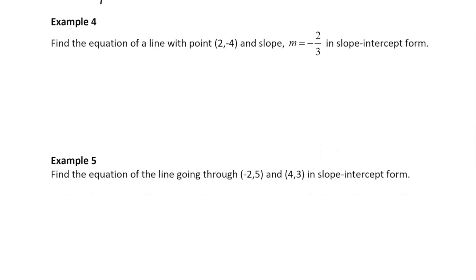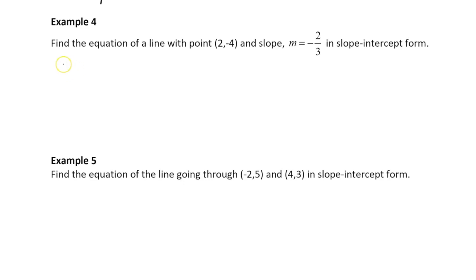Okay, our next example. Find the equation of a line, in slope-intercept form, with the point (2, -4) and with a slope of -2/3. If you want, you could use point-slope form to put that in and then rearrange it. So definitely feel free to do that, and that's a very good method.